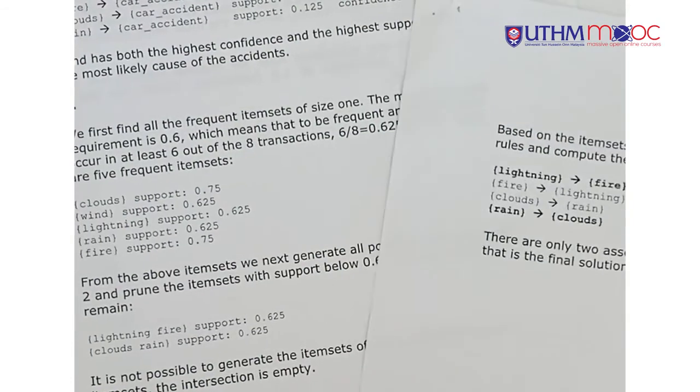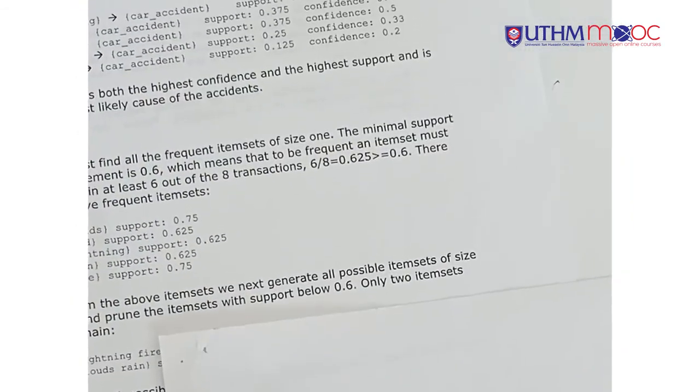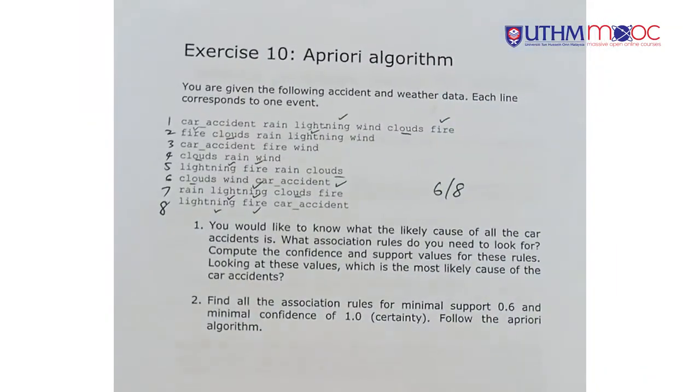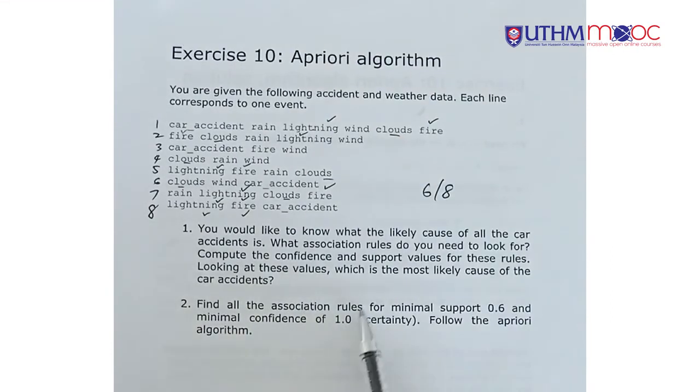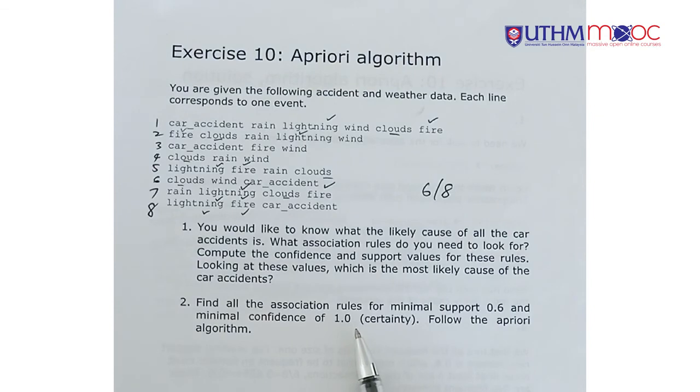Okay, let's go back to the question. The question says find all the association rules, not frequent item sets. Frequent item sets are just the first step. We want to find the rules with minimum support more than 60% and confidence, definitely certain, 1.0, 100%.